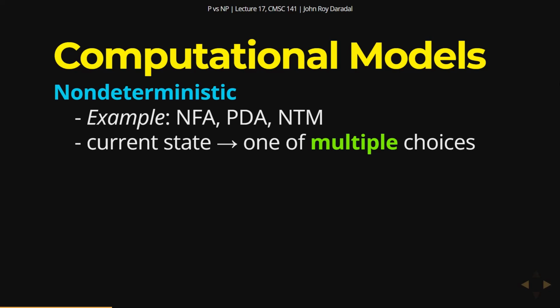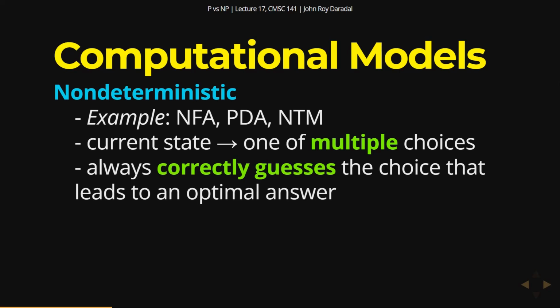Okay, and the idea for non-deterministic models was that from one state you can transition to one of multiple choices. So you had a choice of where to go, and non-deterministic models also had this power that it can always correctly guess the choice that will lead to the optimal answer. So if you wanted to accept the string, then it can guess correctly which of these branches to follow in order to reach a final state or an empty stack, or to be accepted basically. Okay, so it can always correctly guess the choice that will lead to an optimal answer.